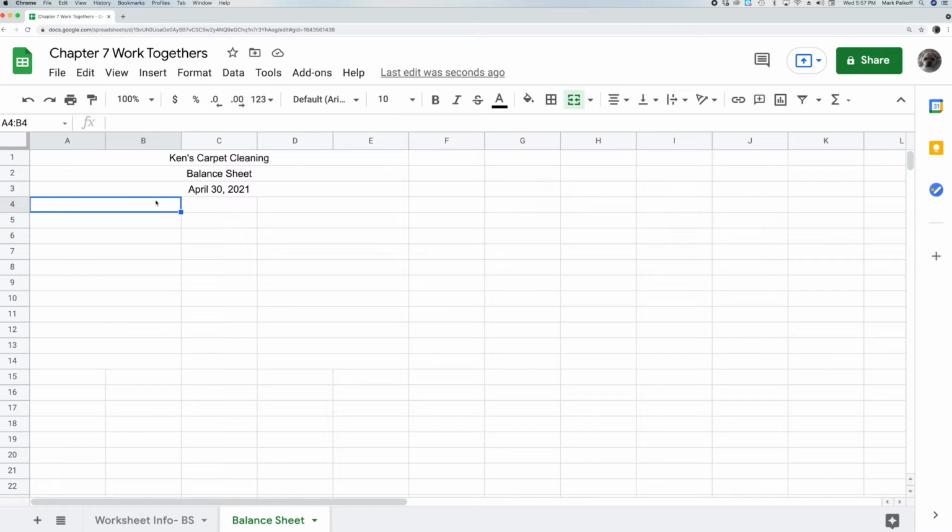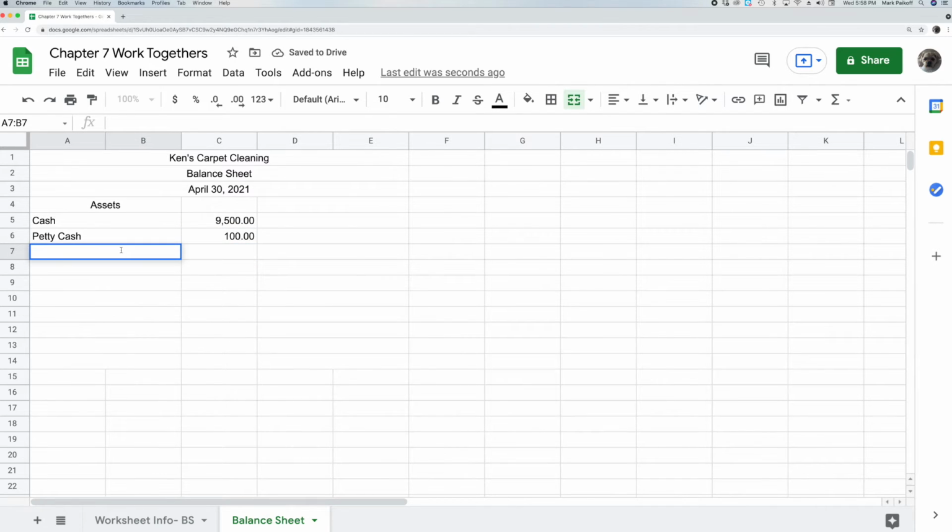Okay, the next thing that we're going to do is list out the first account classification for our balance sheet, which is going to be assets. So again, we're going to begin with a heading, and this heading is going to say assets. And then we are going to list out all of our asset accounts. So the first asset account is going to be cash. And the amount is $9,500. The next account is going to be petty cash. And the amount is $100.